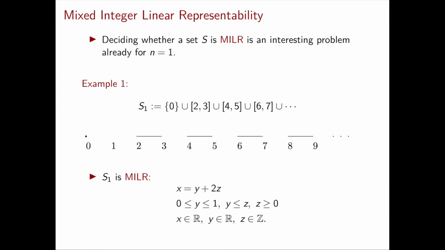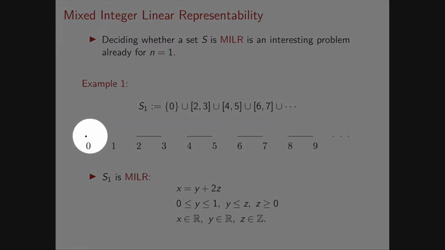So deciding if a set S is mixed integer linear representable is already non-trivial in dimension 1. So let's just see a few examples to just get an idea of when a set is representable or not. So in the first example, we have this set.